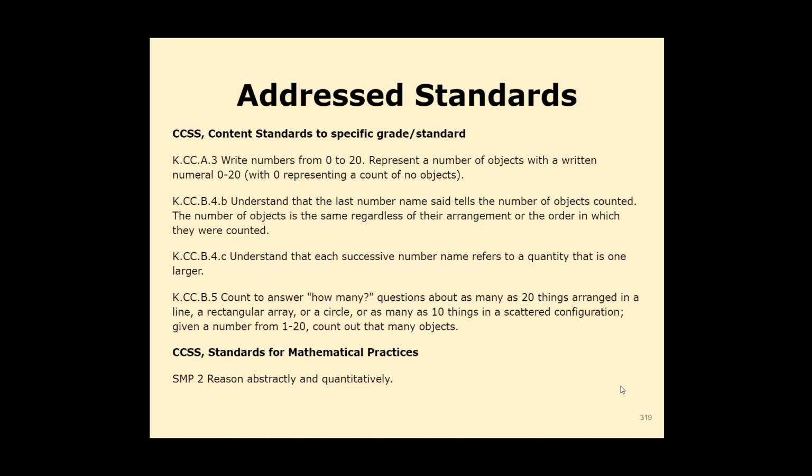So the standards I want to address are K.CC.A.3, which is writing numbers from 0 to 20 and represent a number of objects with a written numeral. In this lesson, we're just going to be doing 1 to 10. So this is part of that standard, not the whole standard. This will also address the understanding that the last number name said tells the number of objects counted. The number of objects is the same regardless of their arrangement or the order in which they are counted.